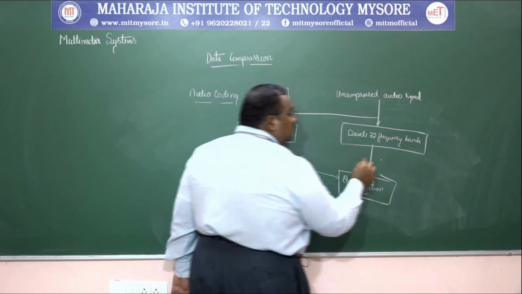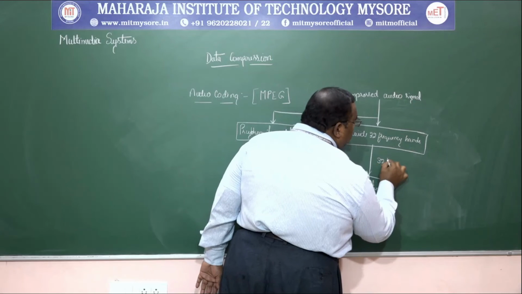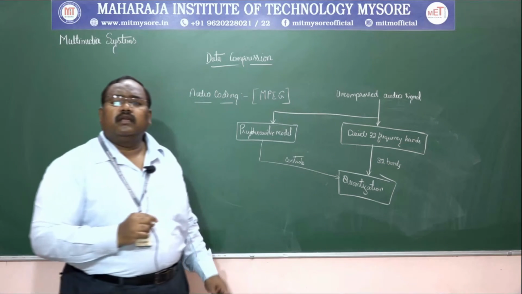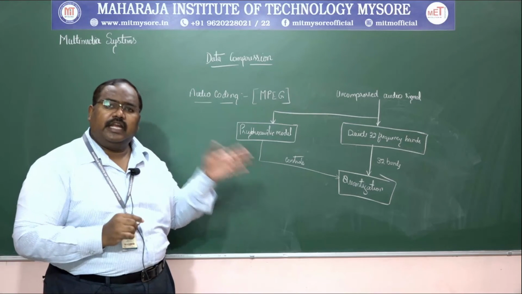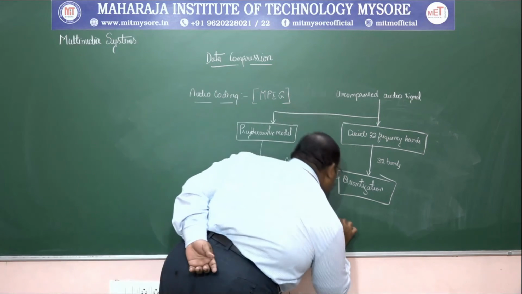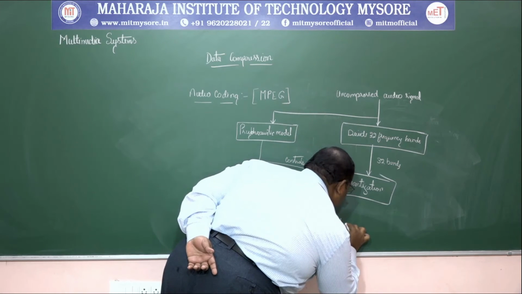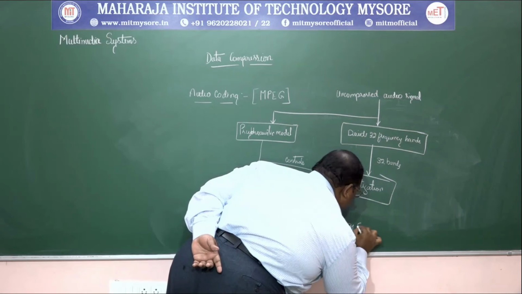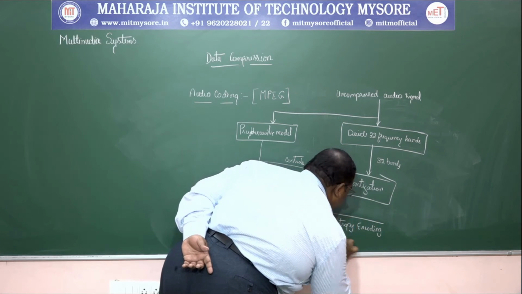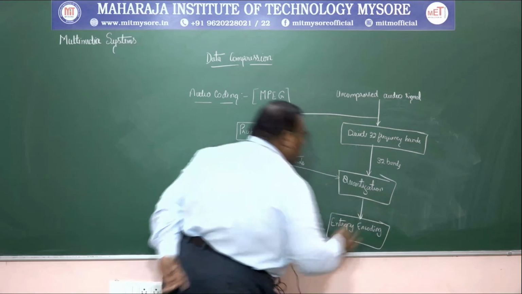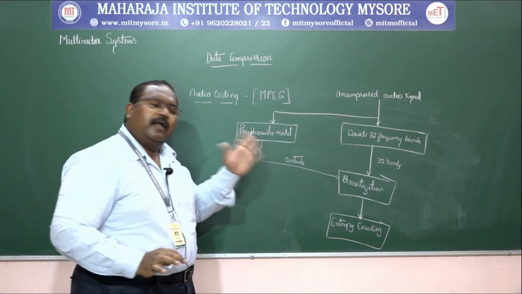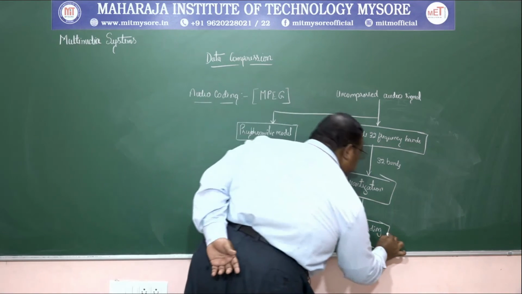So what comes here? The 32 bands. Finally, if needed, we apply the entropy encoding. So what is the output? Finally, after all the process, we get compressed audio data.